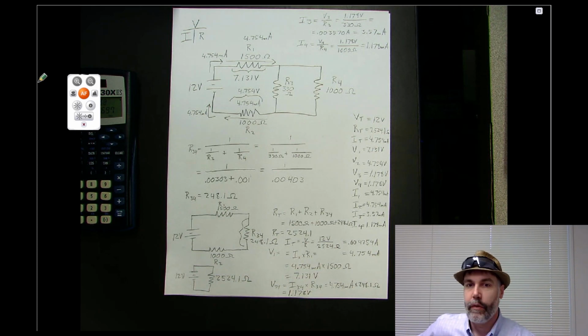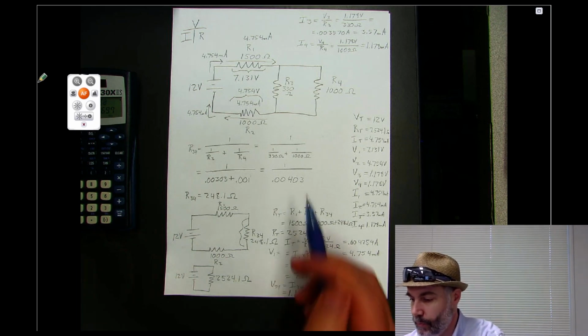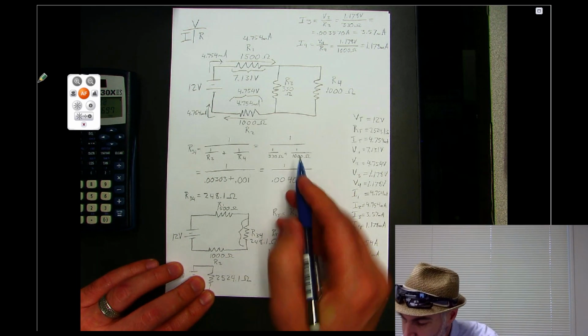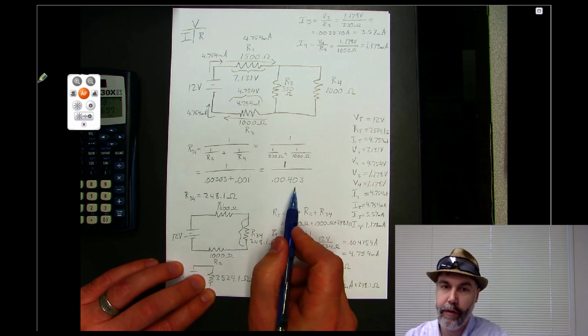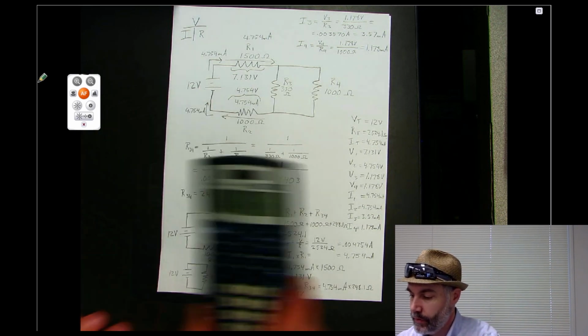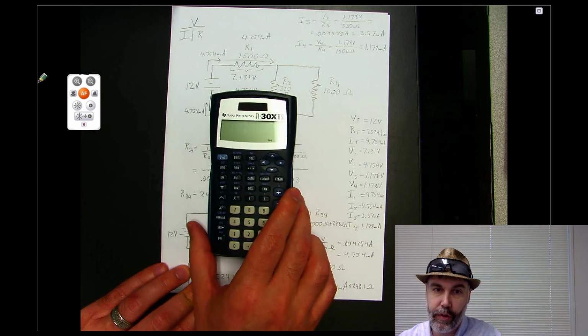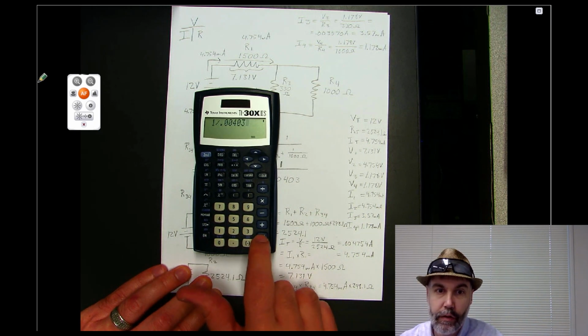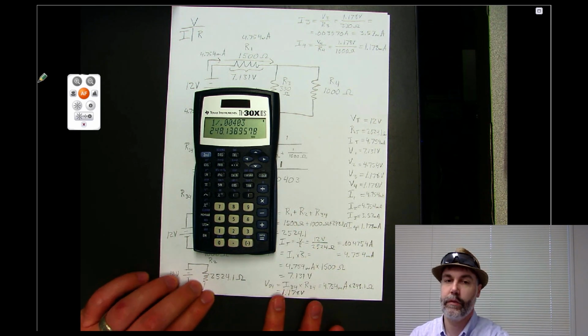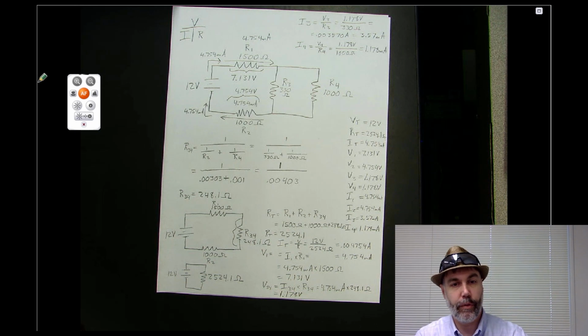Yeah? There's one part I was confused on. Uh-huh. So when you went from 0.00403 to 248 ohms, how did you get to 248? So this is 1 divided by 0.00403. So this is a 1 up there divided by that. If I just do that on the calculator, I type in 1 divided by 0.00403, that gives me 248.1.